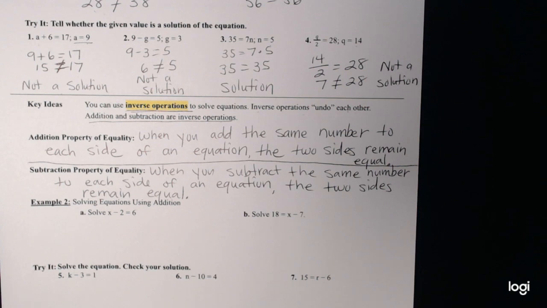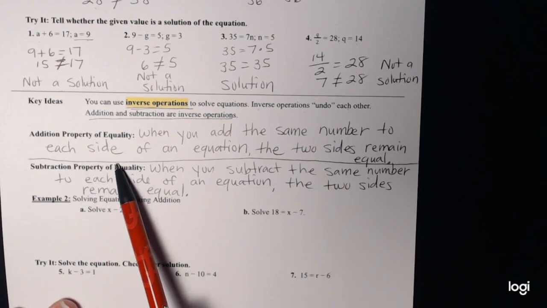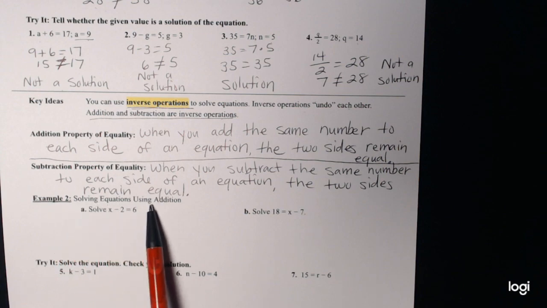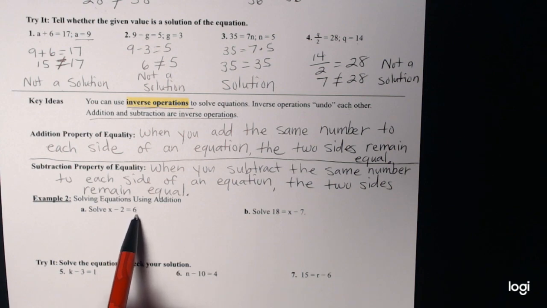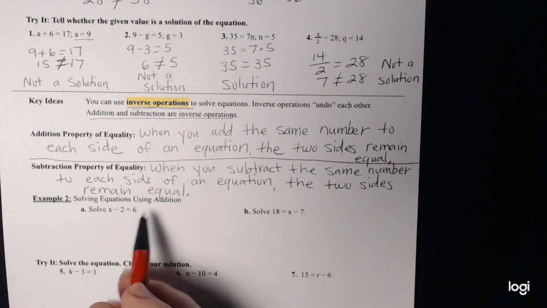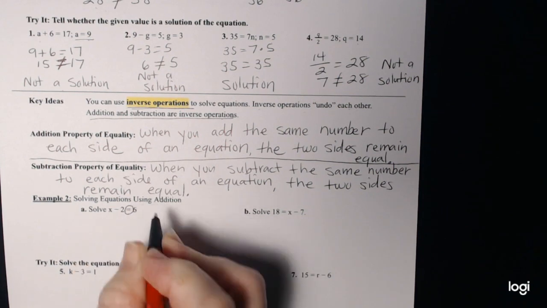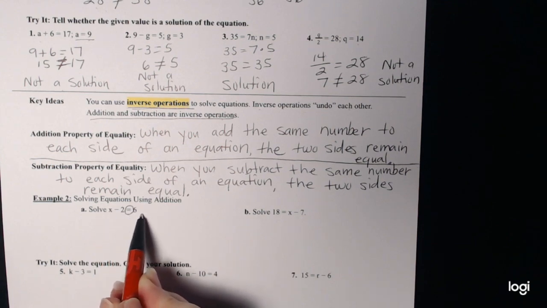All right, the important thing about these properties is that we're going to do it to each side. So if we go down here to example 2, we're going to use addition here. Here's my equation, x minus 2 equals 6. I already know the answer equals 8. Okay, that's not what I want. I want you to show me how we're going to do the inverse operation. So what I like to do is find my equal sign. That would be considered my balance, and I circle it. So whatever's on this side of the equal sign has to equal this side.